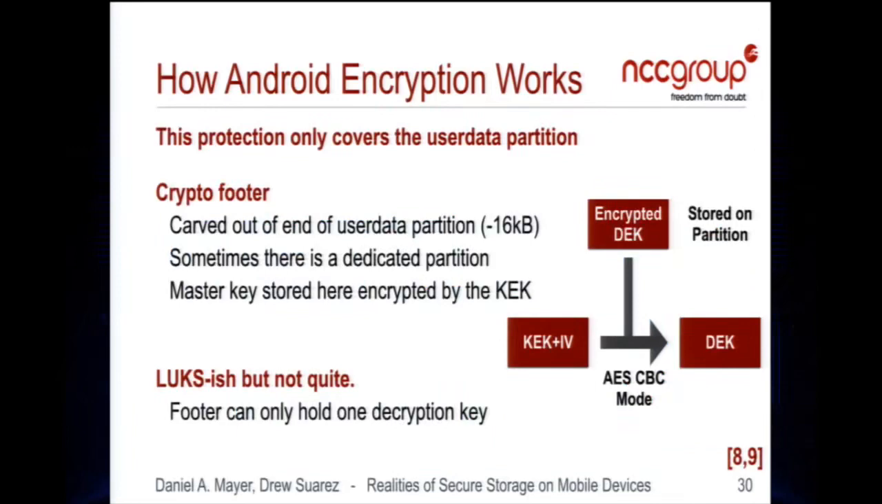So when we talk about full disk encryption, it's kind of a misnomer, especially on Android, because there's a single partition out of all of the many that you have on your device that's encrypted, and that's the user data partition. And at the very end of it is the crypto footer that I mentioned. This is usually 16 kilobytes that's carved out at the end for all of the crypto metadata that's stored here. And as I mentioned, sometimes on more modern devices, there's a dedicated partition for this. And the master key is stored here, as I mentioned before. If you're familiar with LUKS, it's LUKS-like, but not quite, because the footer only has one key slot available, which is why you can't have separate boot and lock screen passwords on Android without using a custom ROM or something like that.